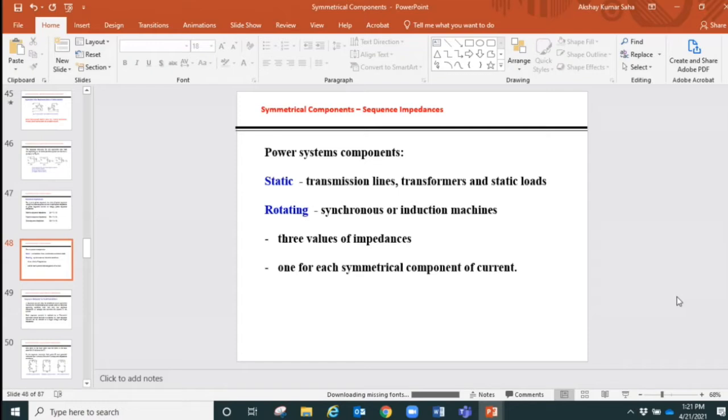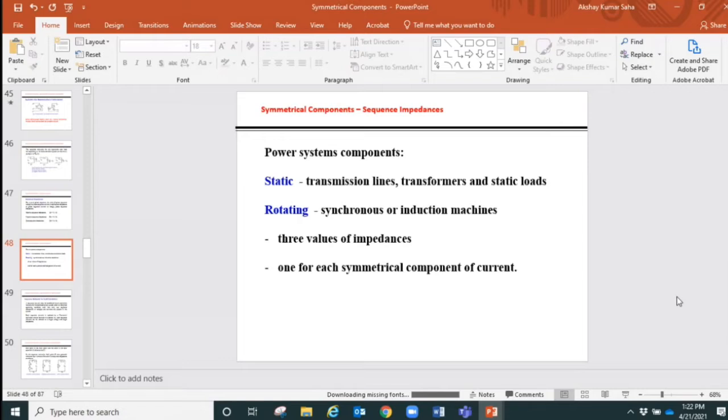Like we have synchronous motors, synchronous generators, induction motors, induction generators, and we find that they are a bit complicated as compared to the static components or the equipment that we use in power systems. And complicated means when you look at those three impedances, positive, negative, and zero sequence impedances, we will find them very easy in case of static components like transmission lines and static loads, but not that easy in transformer. But for rotating machines, it's different.